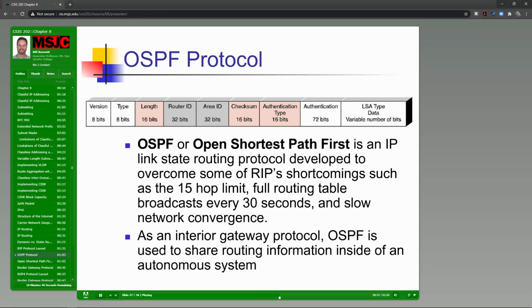That term network convergence means that all routers are up to date with regards to their knowledge of which routes are working and which routes are not. OSPF is, just like RIP, an interior gateway routing protocol, and it's used to share routing information inside of the autonomous system. So it's not an exterior routing protocol, it's an interior routing protocol.